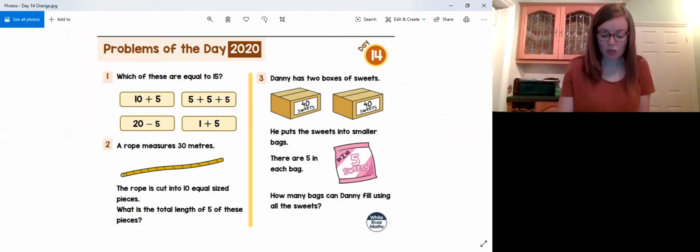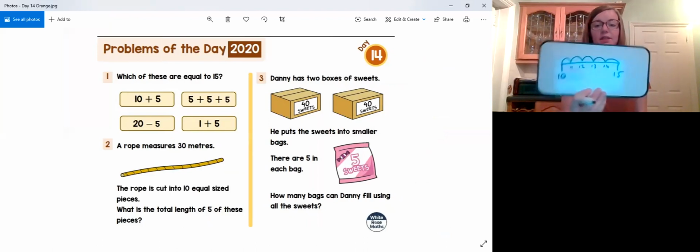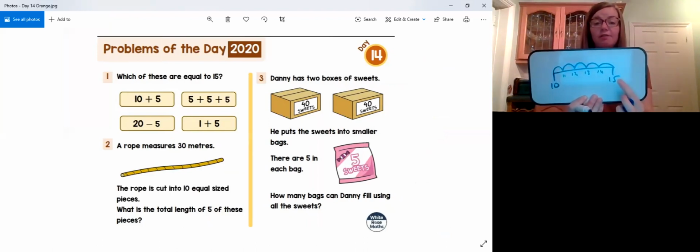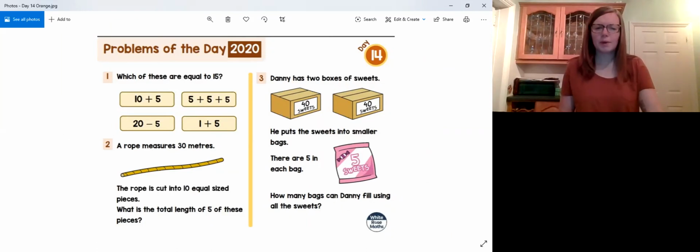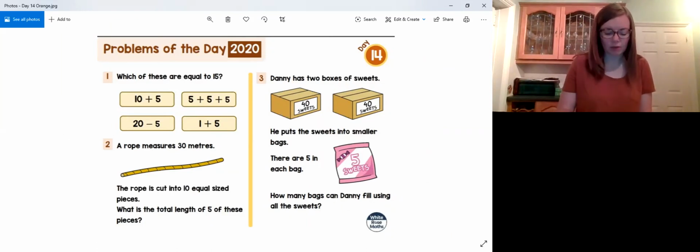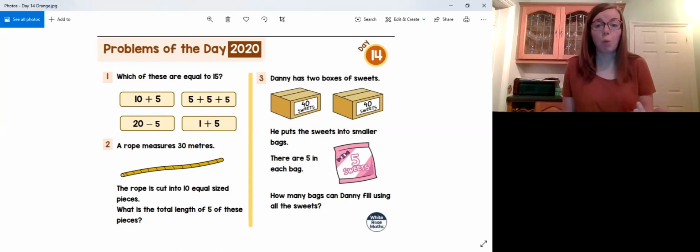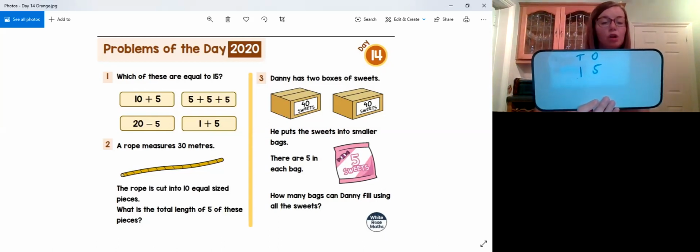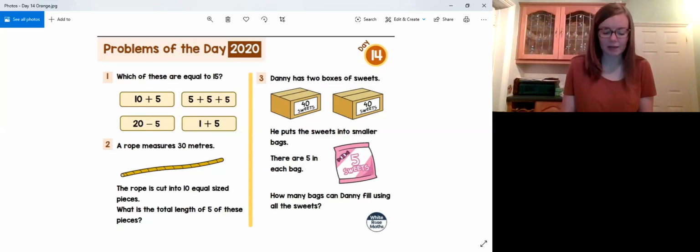We could just do the calculation, 10, and do 1, 2, 3, 4, 5 hops on the number line to realise that 10 plus 5 does in fact equal 15. But we could also use our place value knowledge to think of that one. We have 1 ten and we have 5 ones. So just putting them together in the right column tells us that that is correct. So the first one, 10 plus 5, is equal to 15.